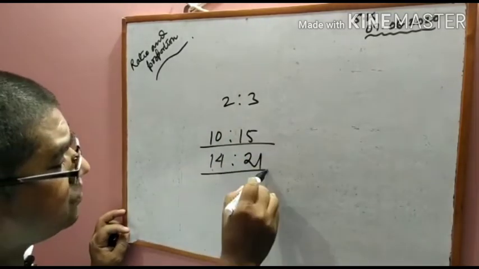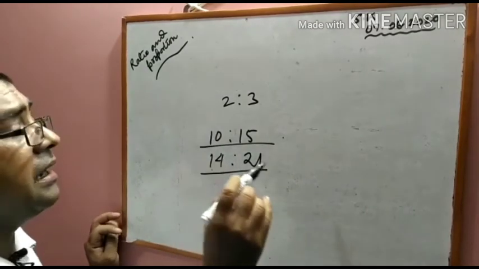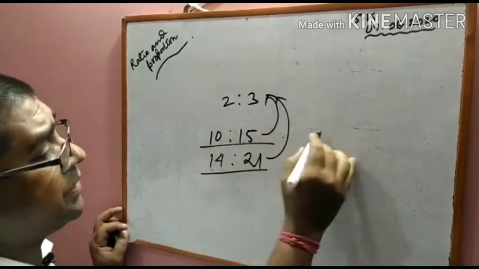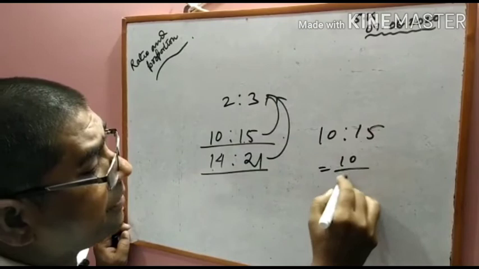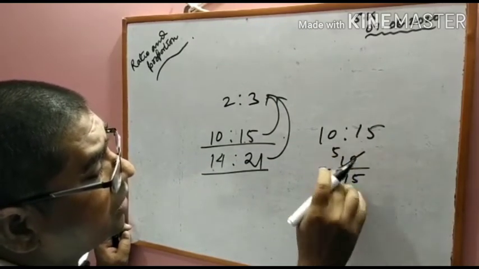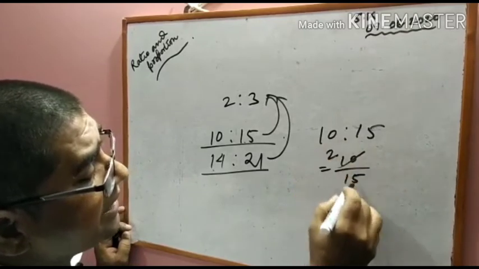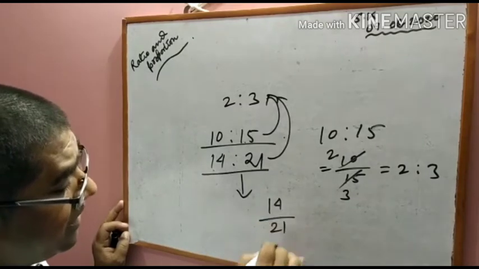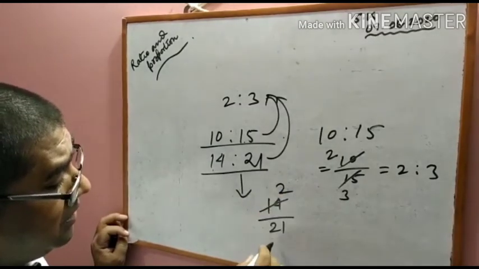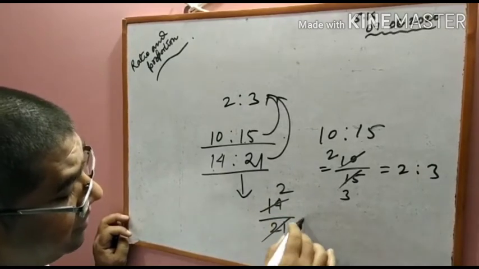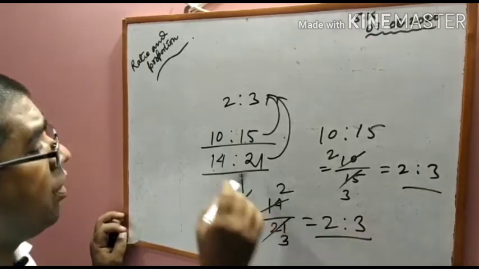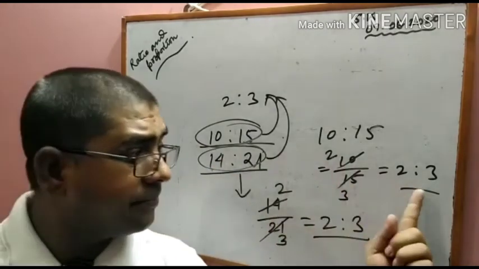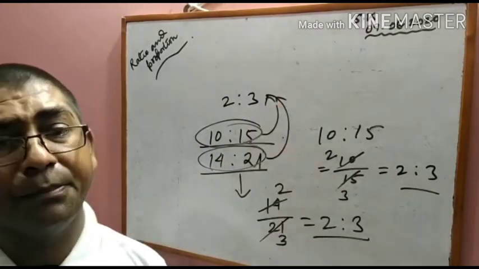These two ratios are equivalent to this ratio, because after simplification of 10:15, that is 10 by 15, after multiplication, 5 2s are 10, 5 3s are 15, that is 2:3. Similarly 14:21, that is 14 by 7, 2s are 14, 7 3s are 21, that is 2:3. So we see that these two ratios yield the same ratio after simplification.